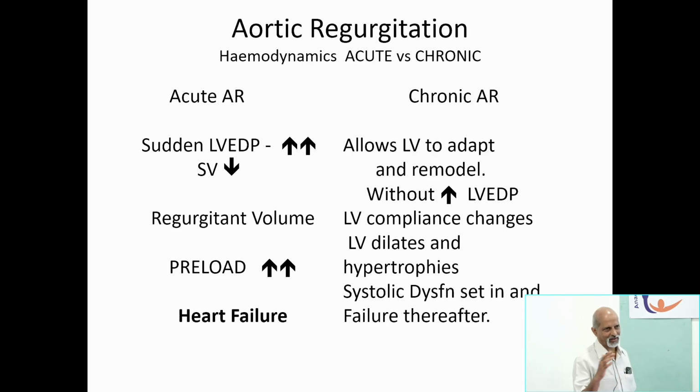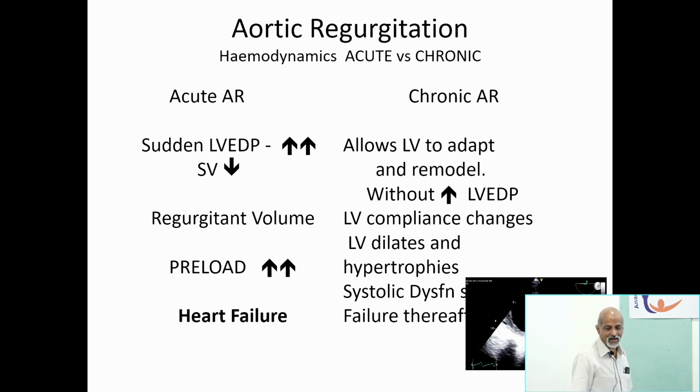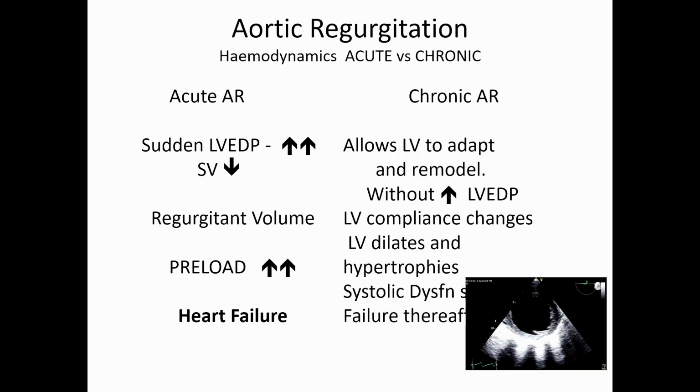In very chronic AR, where the LV dimension has gone beyond 6, probably it is not going to work unless it's a young patient. For the elderly, it is going to be a tricky situation. So this is the kind of LV which you will see, a big LV there. You can see that quite a big LV is there. So obviously that is not going to be the best LV even if you do an aortic replacement over there.